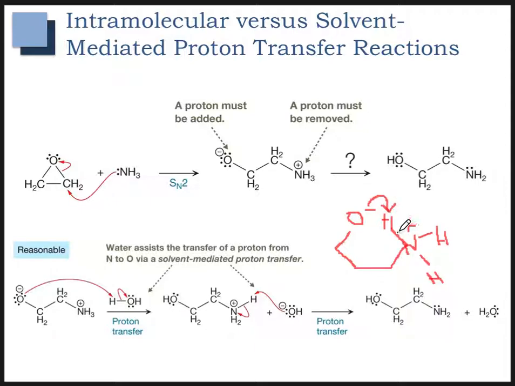So this is an intramolecular proton transfer. The O- is pulling off the hydrogen, and the electrons here are going to go to that nitrogen there. And this would also be another way to do a proton transfer. If you have a smaller molecule, then it's better to show the solvent, for example in this case water, mediating the proton transfer.